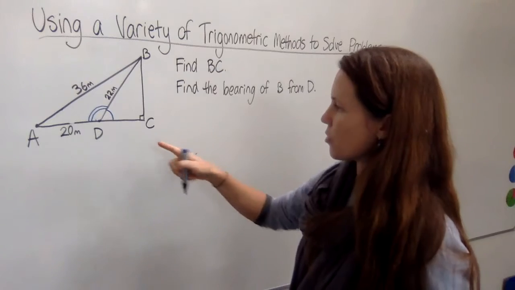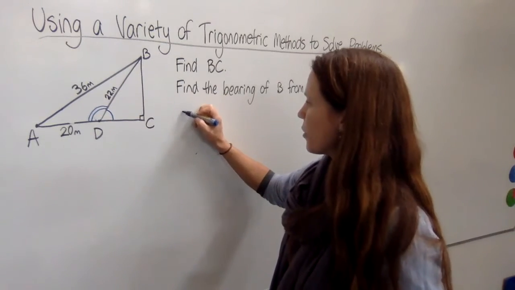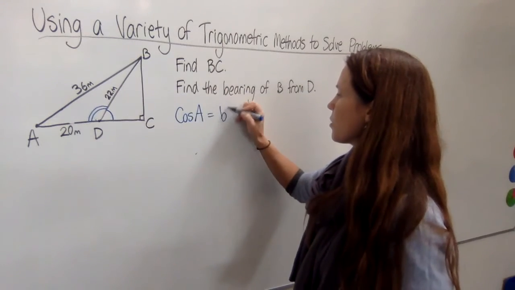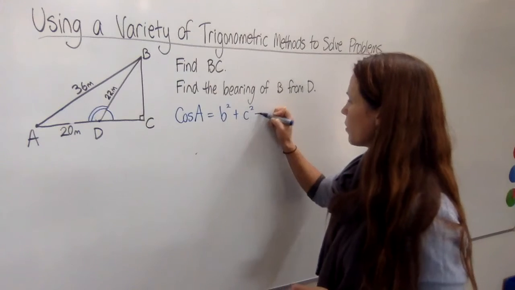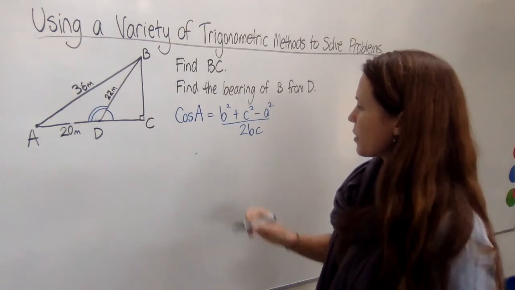Okay, so our first step is to apply the cosine rule to find this. So if you like to write the cosine rule out first, that can help you. So cosine of A equals B squared plus C squared minus A squared over 2BC. Now sub in the things that you know.